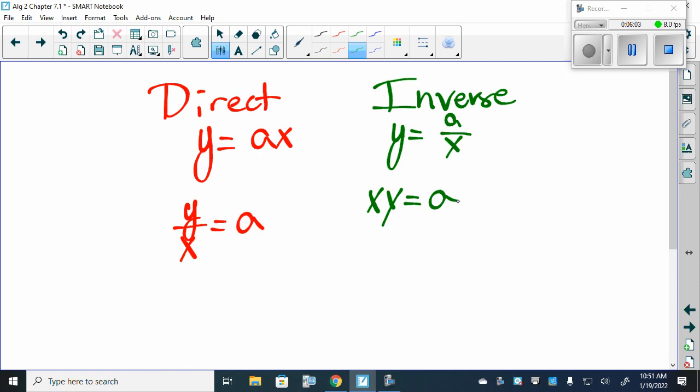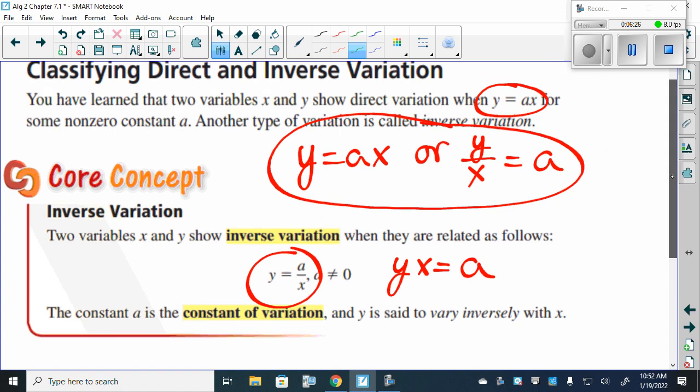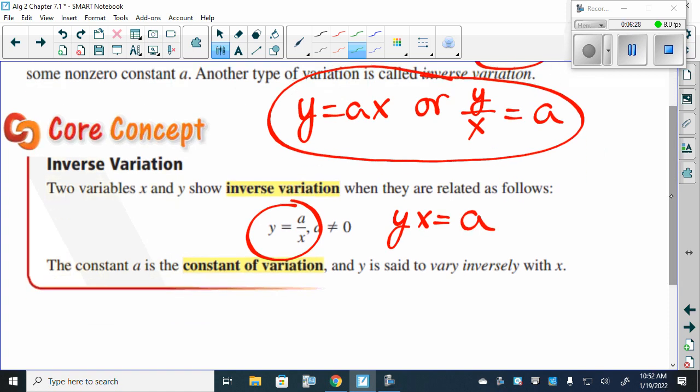And both of these here would be considered direct or inverse variation. So the two in red are both direct, and the two in green are both inverse. Any questions on this so far? In both of these cases, our constant term cannot be 0, because anything times 0 is 0. It really doesn't tell us anything.